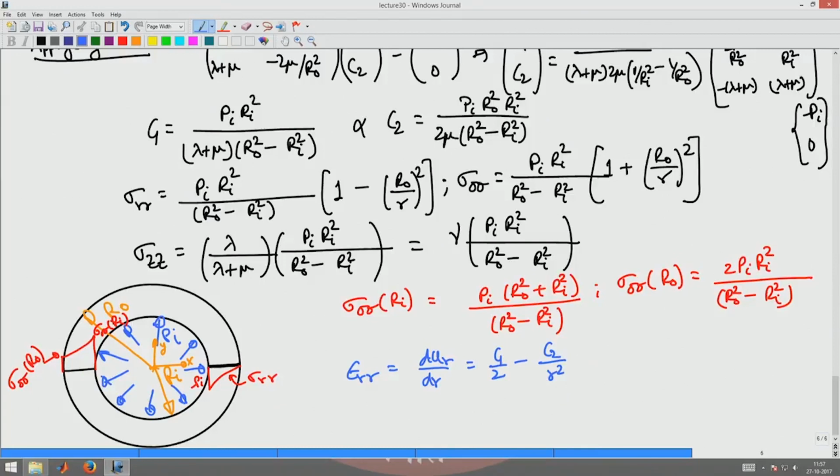So, what we have seen in this lecture is we have seen how to analyze pressure vessels, thick wall pressure vessels to be more specific. We saw what a displacement field is, and we saw how to get the stresses in a thick wall cylinder.